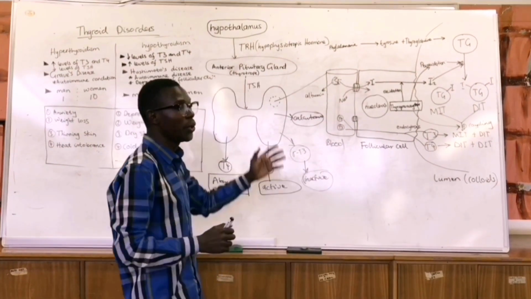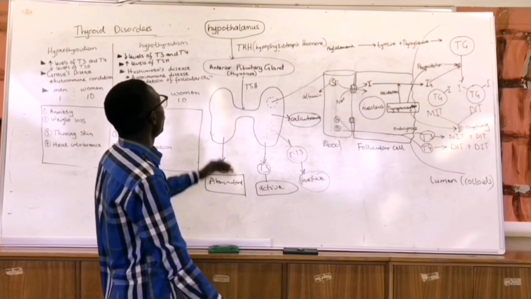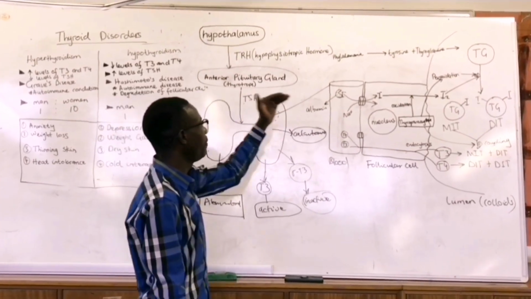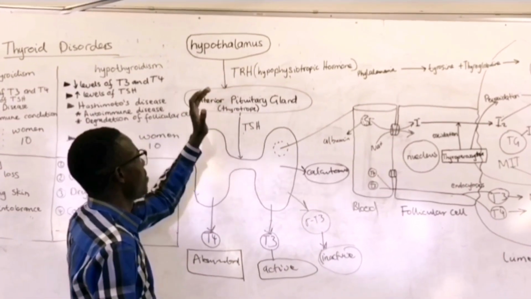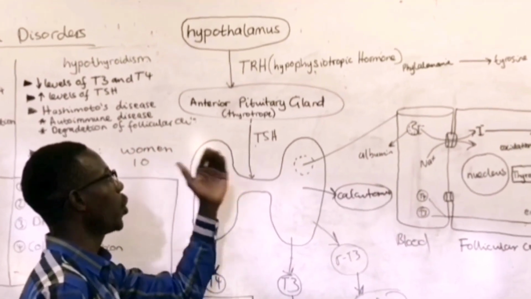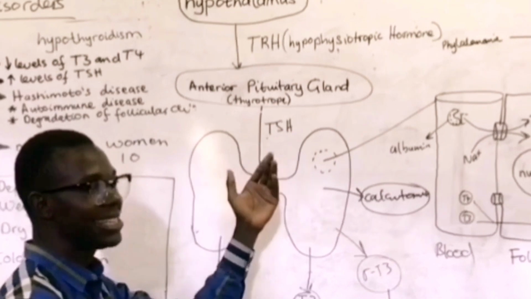So today I'm going to take you through the physiology of the thyroid gland, where I'm going to take you through the physiologic effects of the thyroid hormone. So we start from the hypothalamus. The hypothalamus secretes what we call hypophysiotropic hormones. So it's going to secrete the thyrotropin releasing hormone.